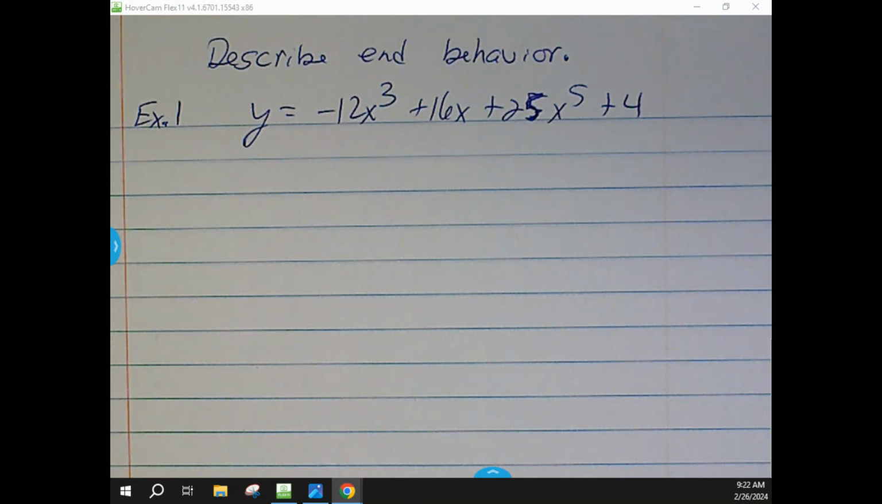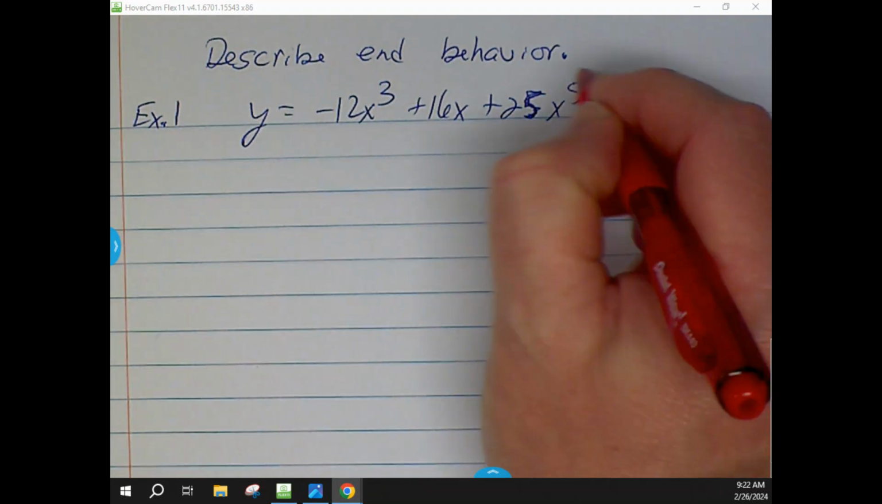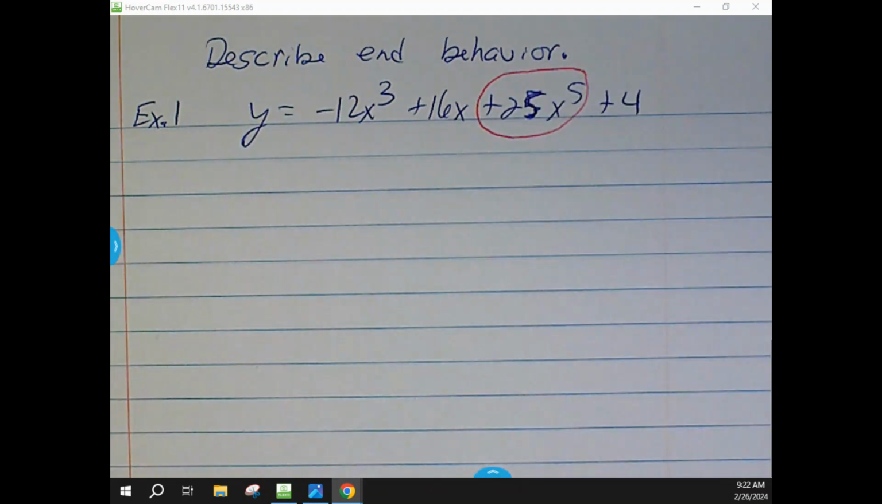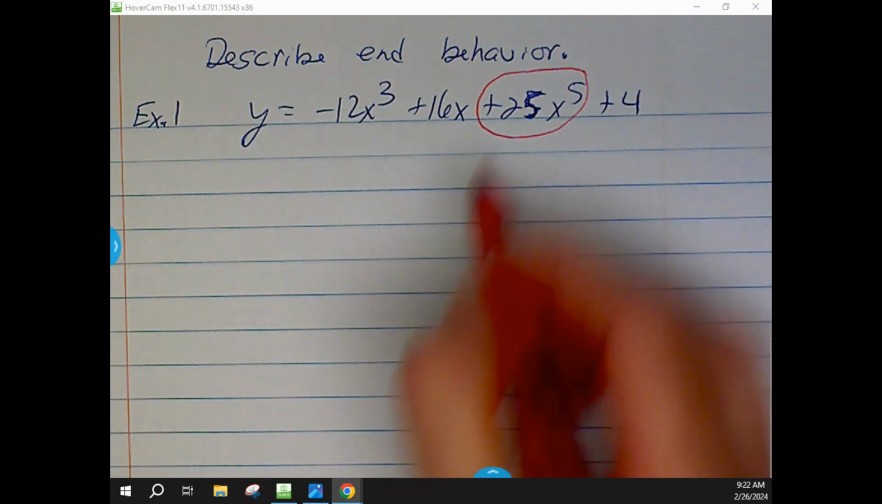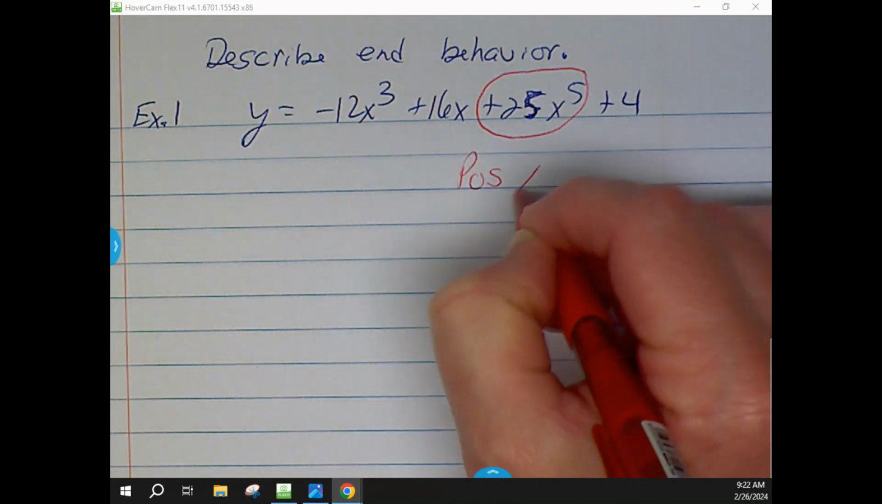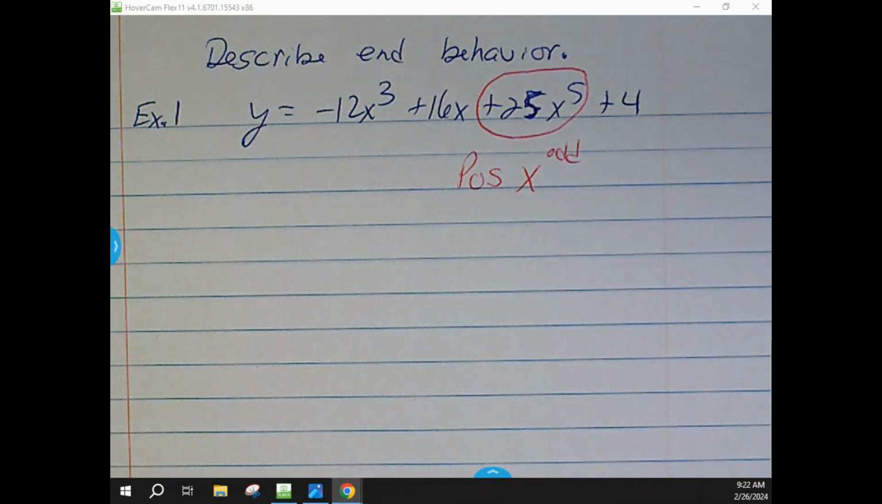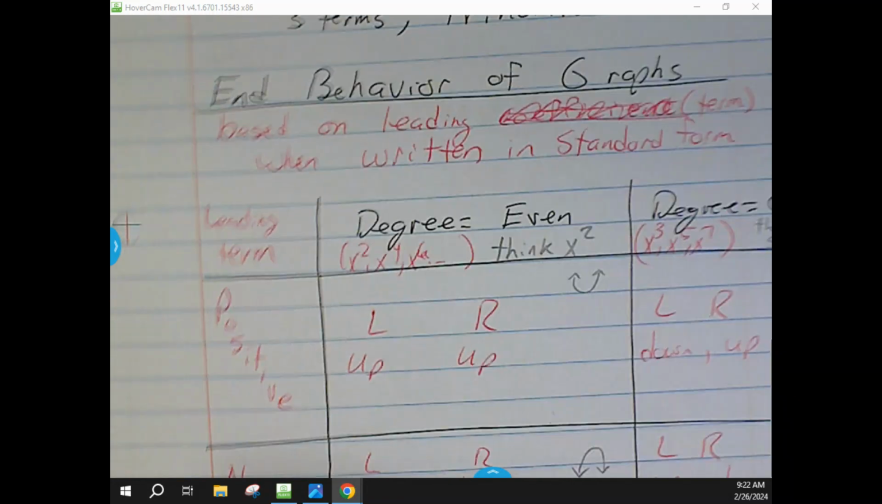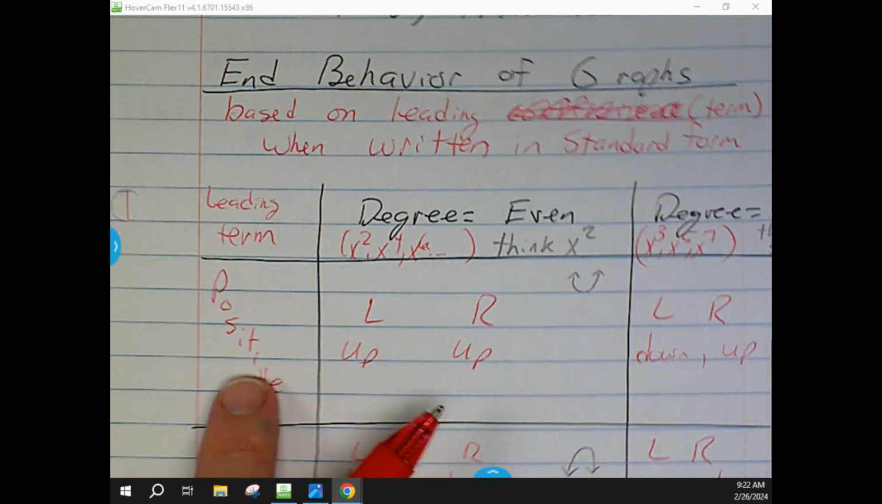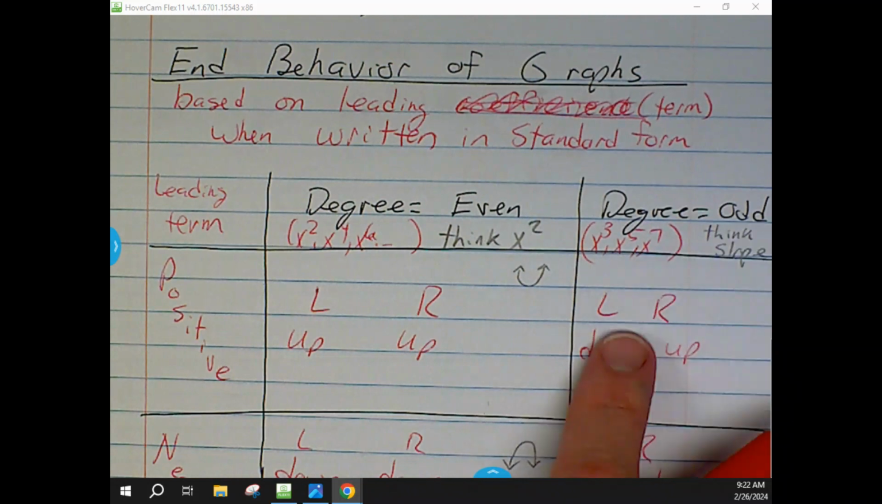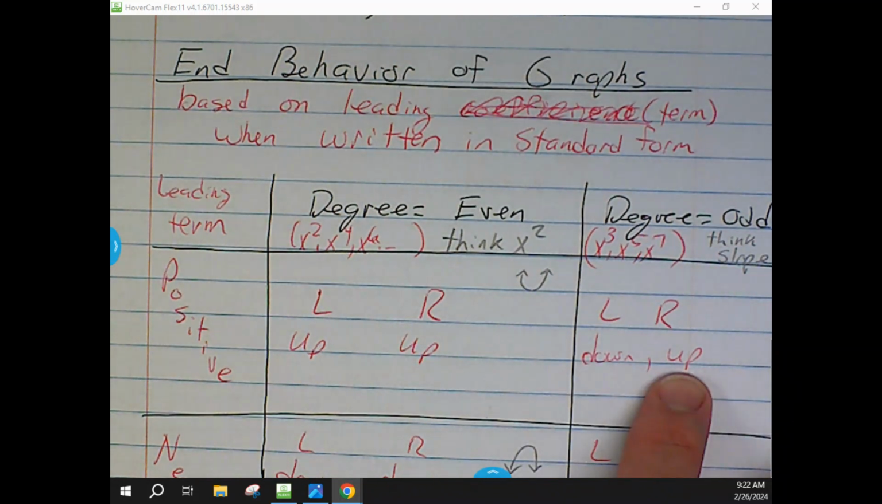And the good thing is for that part of it, all you have to do is find your highest power of x. So for that part, that would be your x to the fifth, which is this term. That would be your leading term, that's your leading coefficient for this thing. And all you got to look at is this. Okay, if that's going to be my leading coefficient, I got to know that this thing is a positive x to an odd power. So if it's a positive x to an odd power, that means we're going positive here. It's an odd power here. So the answer is just going to be down, up.